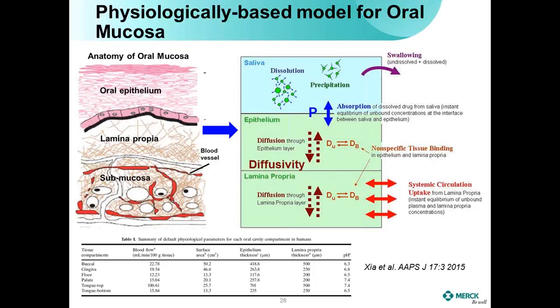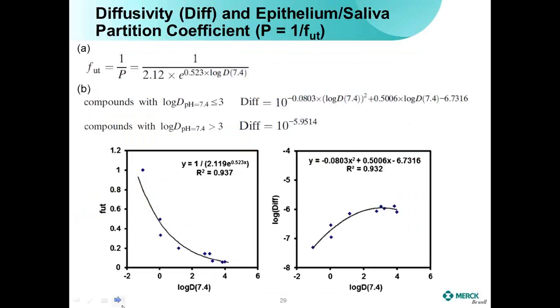For all of the compartments, we got different tissue parameters based on a lot of literature search, for example thickness, surface area, blood flow, and pH for each tissue compartment. Here, diffusivity and the epithelium-saliva partitioning coefficient are the two key parameters for this model. As I said, the partitioning coefficient also reflects the tissue unbound value, and they have a reciprocal relationship.